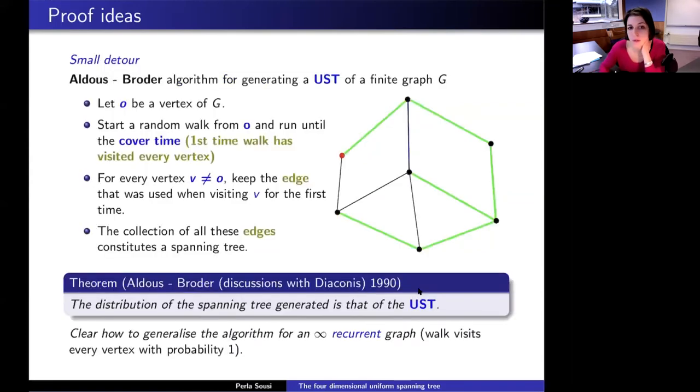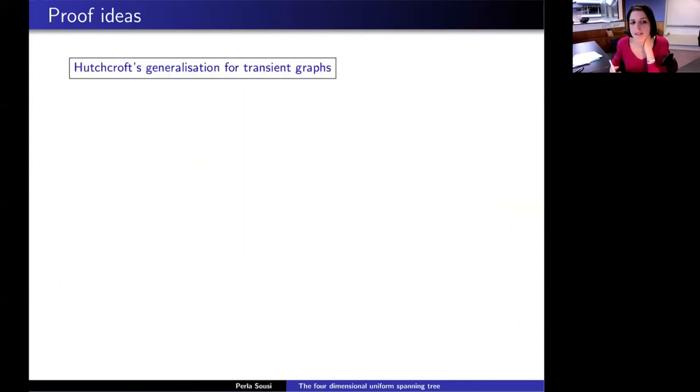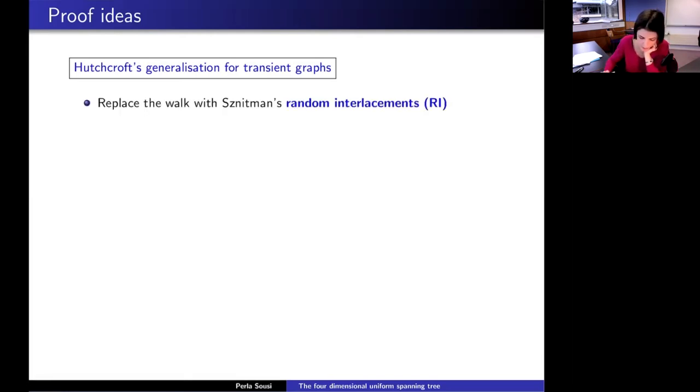So this is a way to generate a uniform spanning tree of a finite connected graph. And I explained how to generalize to a recurrent graph, but it's not clear how to generalize to a transient graph, for the same reason as before, because running the walk forever is not going to visit every vertex. And this is what Hutchcroft did in his PhD thesis. So he generalized the Aldous-Broder algorithm to the infinite transient setting. So let me describe how he did that.